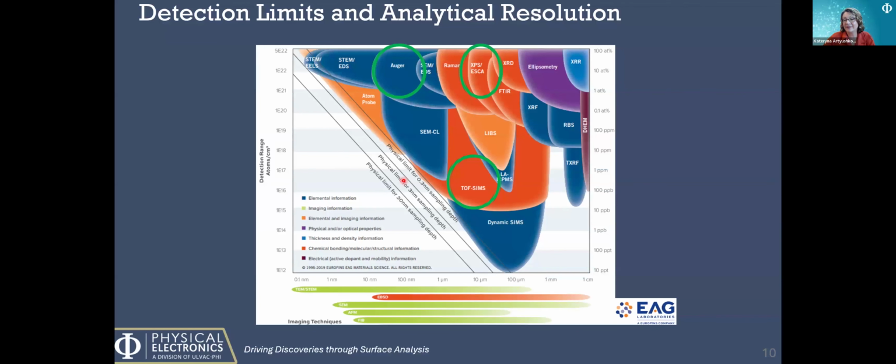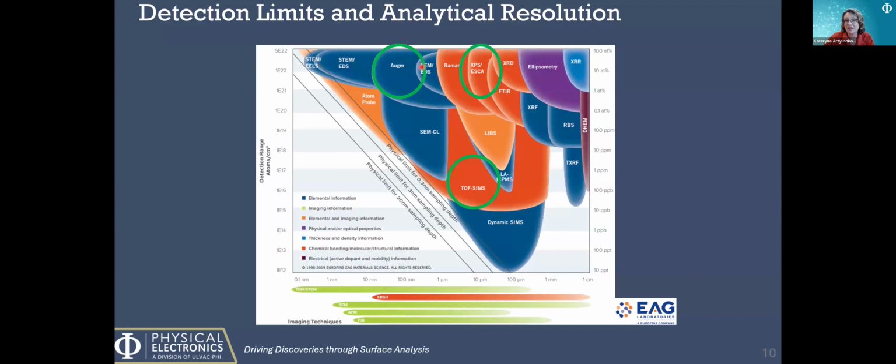So this graph is familiar for everybody. This is a really famous graph from EEG that has a detection range on the y-axis and spatial resolution or analytical area on the x-axis. And I highlighted where the three analytical techniques that we're discussing today fall onto this graph.